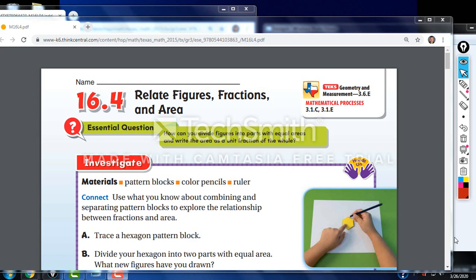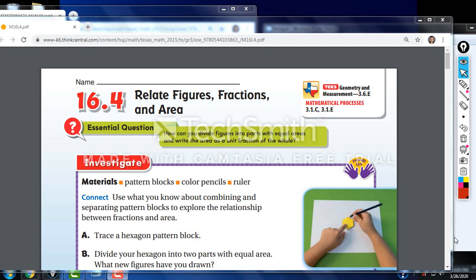So let's go ahead and look at 16.4, and we're going to be relating figures, fractions, and area. So we want to make sure that we're focusing on the area and relating those figures, fractions, and area.